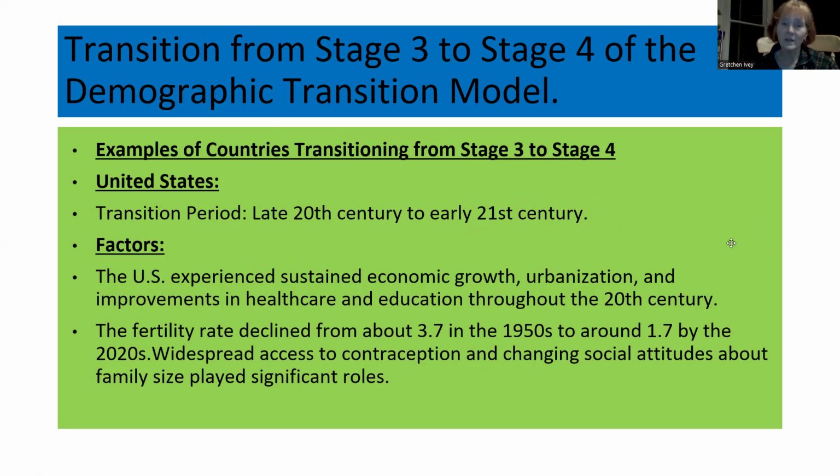The U.S. experienced sustained economic growth, urbanization, and improvements in healthcare and education throughout the 20th century. The fertility rate declined from about 3.7% in the 1950s to about 1.7% by the 2020s. So widespread access to contraception and changing social attitudes about family size played significant roles. So people aren't having 4 and 5 children, not much anymore.